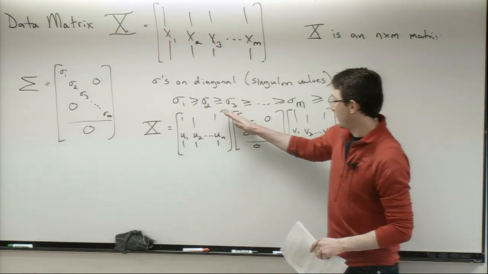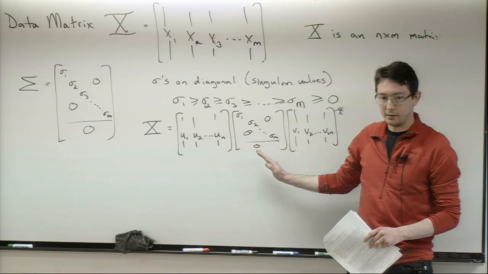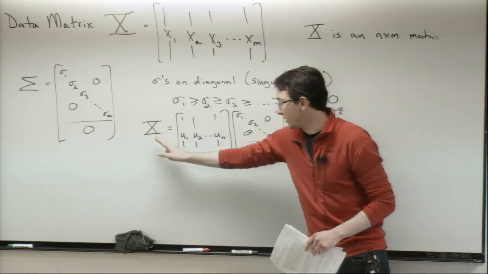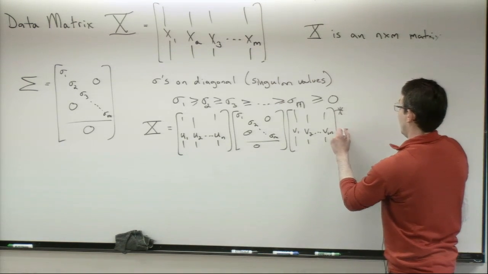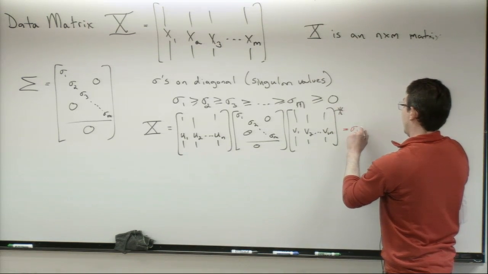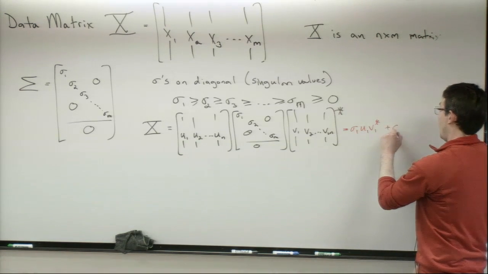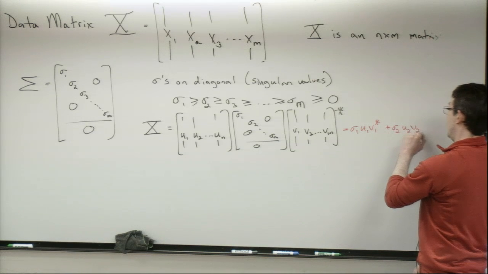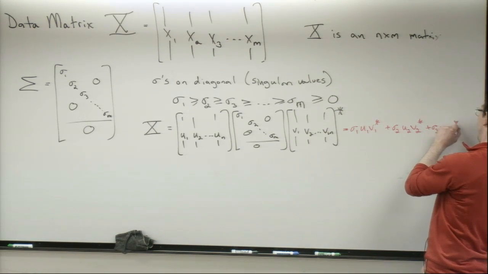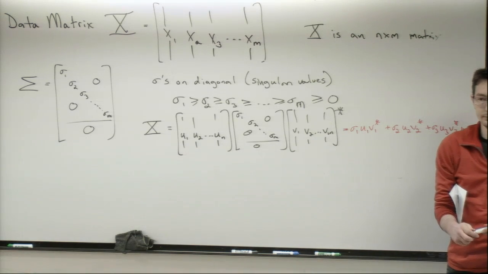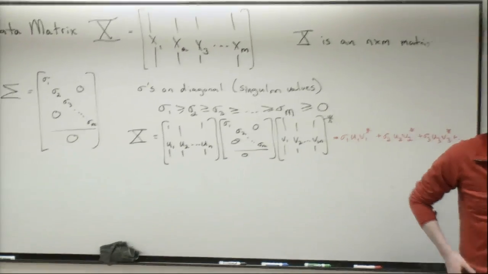But the fact that my sigma matrix in the middle is purely diagonal with zeros everywhere else means that this is really equal to sigma 1 times U1 V1 star plus sigma 2 U2 V2 star plus sigma 3 U3 V3 star plus dot, dot, dot. Maybe I should be explicit about why this is true.